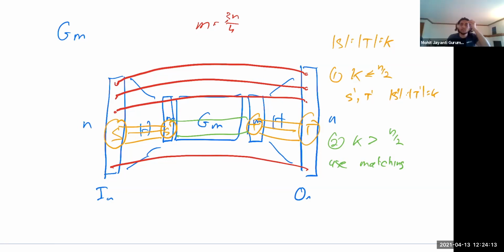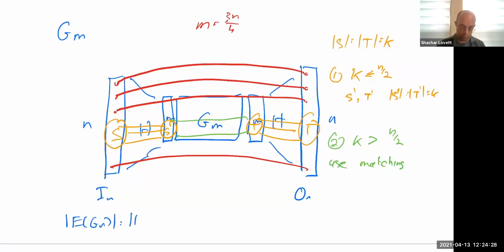We needed M to be a constant fraction for the number of edges in the construction to be linear. Is that? Yes, that's right. I didn't analyze the number of edges, so maybe just do it now. So what's the number of edges of Gn? Well, it's the number of edges of Gm, right? Plus twice the number of edges of H, plus N for the matching.